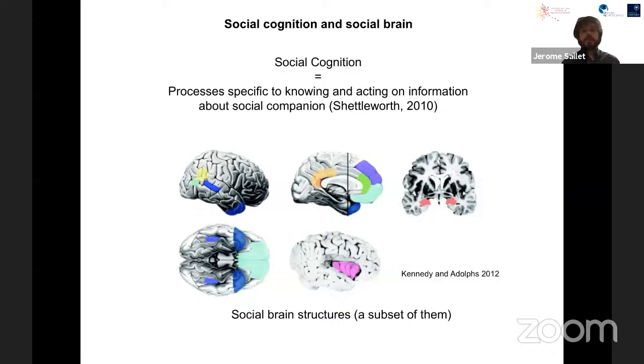Those regions, or a subset of them, are represented on this schematic view of the human brain. These regions are located here in the temporal pole. They extend onto the bank of the superior temporal sulcus, extending here towards the temporoparietal junction, and are also located in the prefrontal cortex, here on this medial view, in the medial prefrontal cortex. It also involves some key subcortical structures, such as the amygdala.